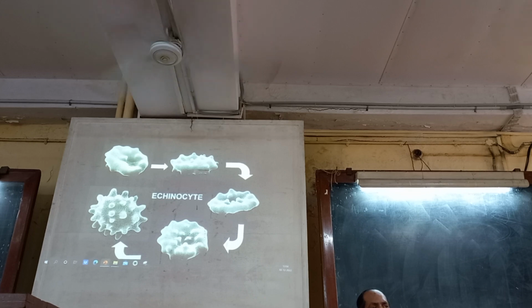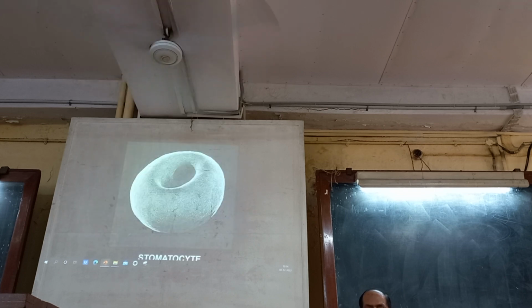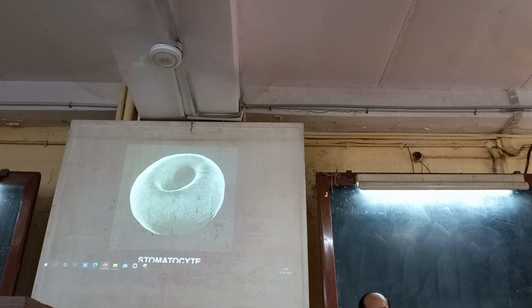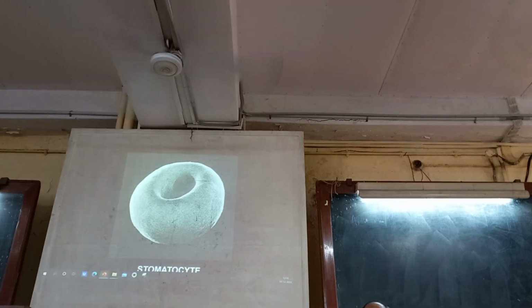What will happen if you put a discocyte in a hypotonic solution? The RBC will swell. The central part remains narrow, the peripheral parts swell up. So this looks like an open mouth. Mouth is called stoma, the cell is called a stomatocyte. These are all normal variations of RBCs.